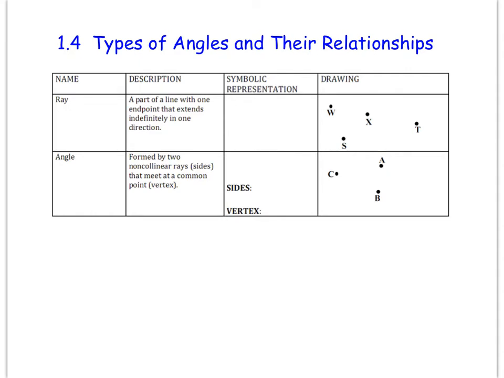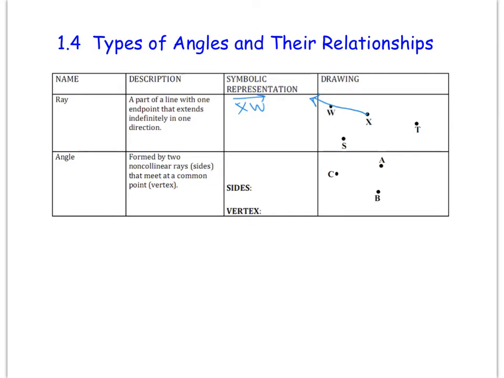What I want you to do is, starting at the letter X, start at X and draw a line out through W. So it's going to look kind of like this, but I want you to put an arrow on the part that comes after W. That is a ray. A ray is part of a line with one endpoint that extends indefinitely in one direction. So that thing that we just drew is ray XW. And the X has to be listed first. The X is the starting point of the ray, and then it goes off in the direction of W.